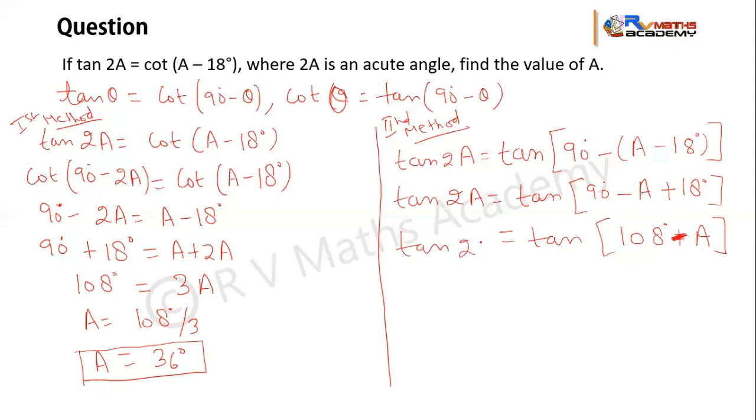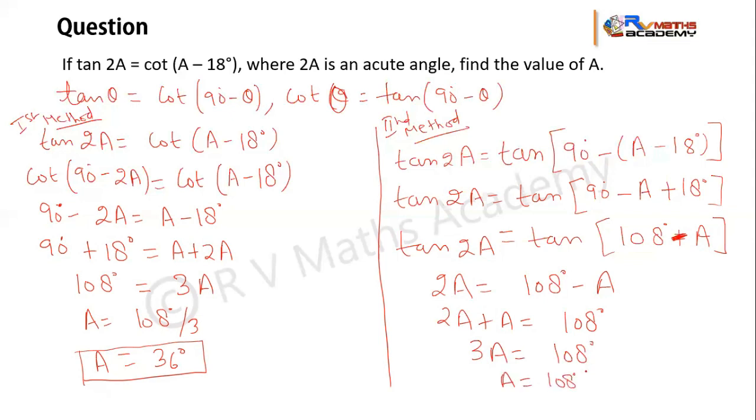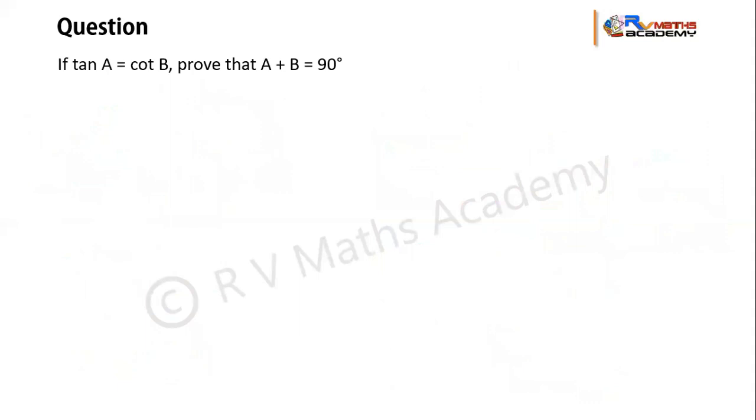Now here you are getting the same trigonometric ratio on both the sides. So we can write it as 2A is equal to 108 degree minus A. So when you bring it on this side, you will get 2A plus A is equal to 108 degree, or you can write 3A is equal to 108 degree, or A is equal to 108 degree by 3. So you can write A is equal to 36 degree. So whether you are changing the left hand side or right hand side, the answer will remain the same. Now come to the next question.